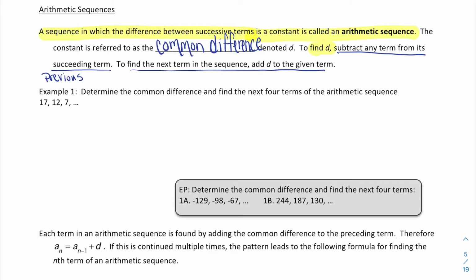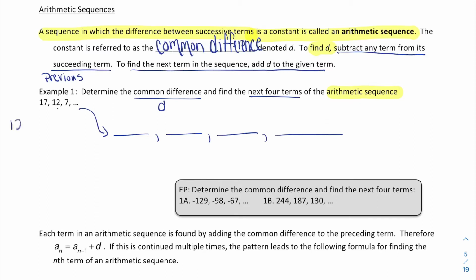So, as we look at the first one, determine the common difference. So we're going to look for d, and then we're going to find the next four terms of the arithmetic sequence. 17, 12, 7, and we want the next four terms. So if they tell us that it's arithmetic, we can be sure that there is a common difference. We have to find it. So we're going to take each term and subtract the term before it.